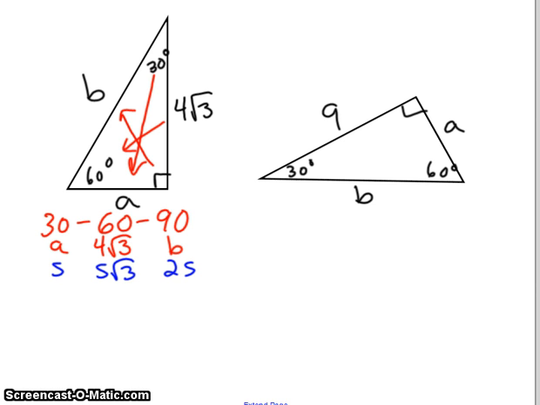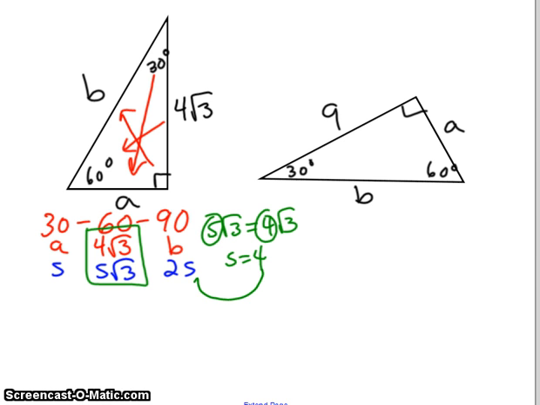Well, in this case we have the 60. We know that s square root 3 equals 4 square root 3. Well, right here we know that s equals 4. So we could just plug that in. 2 times 4, that's 8. And then we just plug that in here. s equals 4, so we get 4 over here. So a equals 4, and b equals 8.